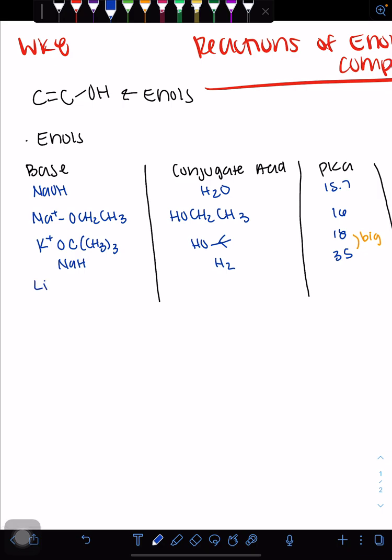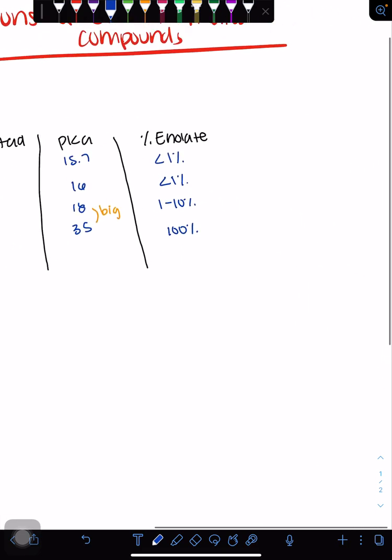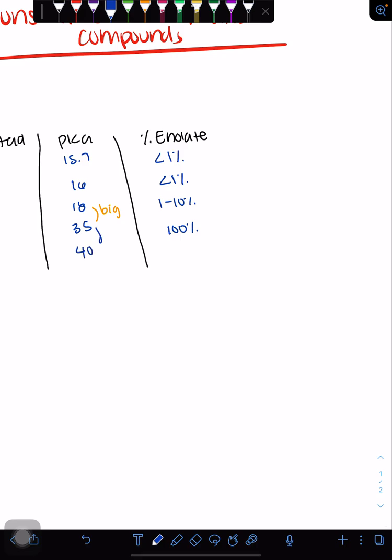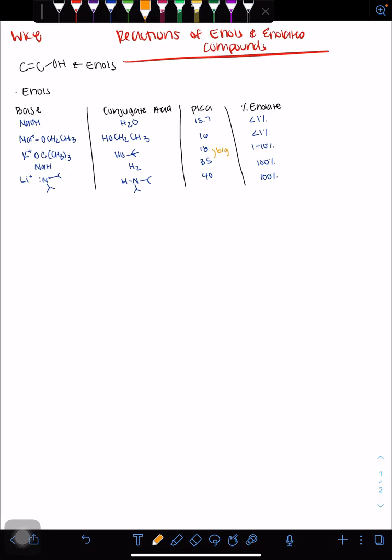But let's say we did lithium with a nitrogen here attached to this, and the conjugate acid was this. The pKa is 40, so not too big of a jump between these two, and the percent enolate is also 100%. When classifying these bases, we can say that these two are weak. This is medium. And these are strong, considering they are 100%.